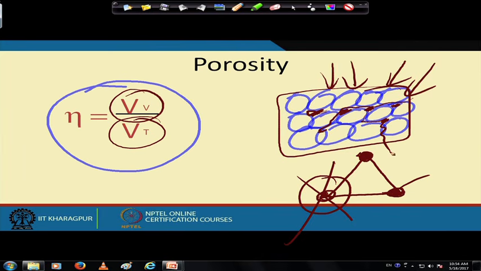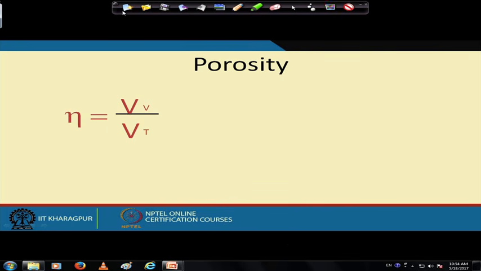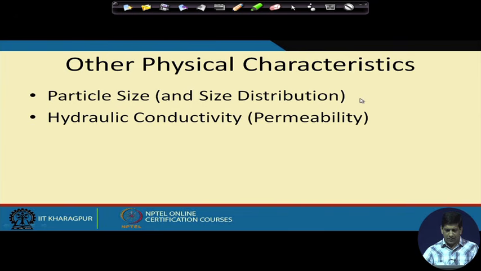So those are the reasons why porosity is important, and that's why porosity is one term which we will be using many times. You will see porosity being used in the waste calculation. So that's the porosity part. Now there are other physical characteristics: particle size and size distribution.